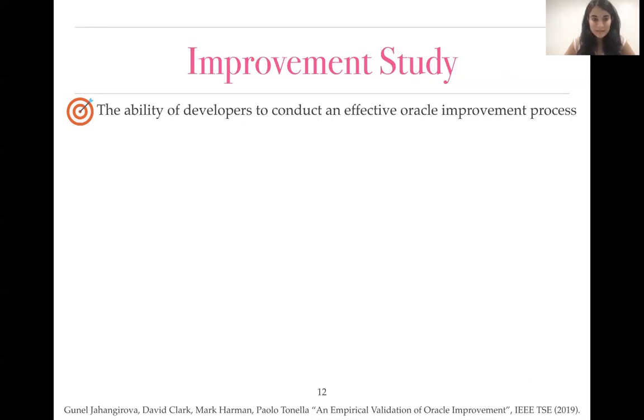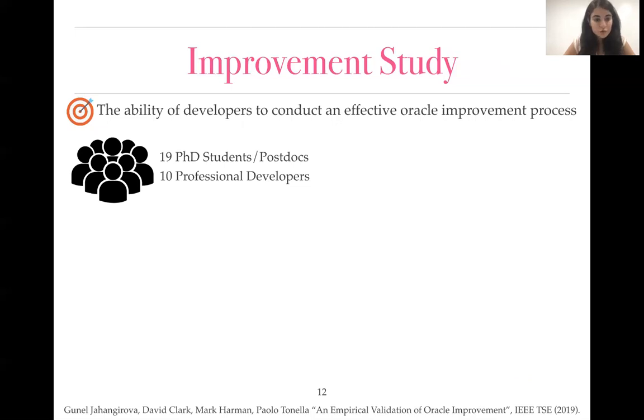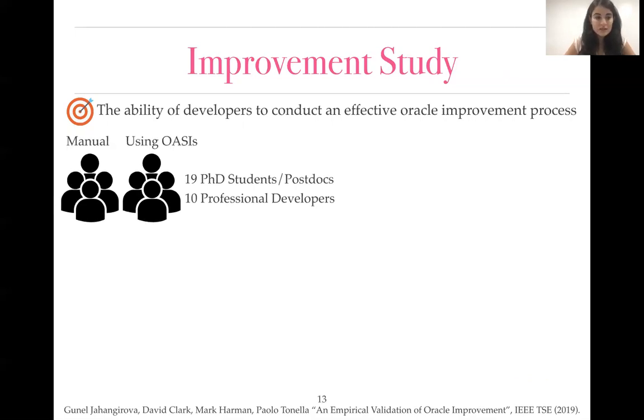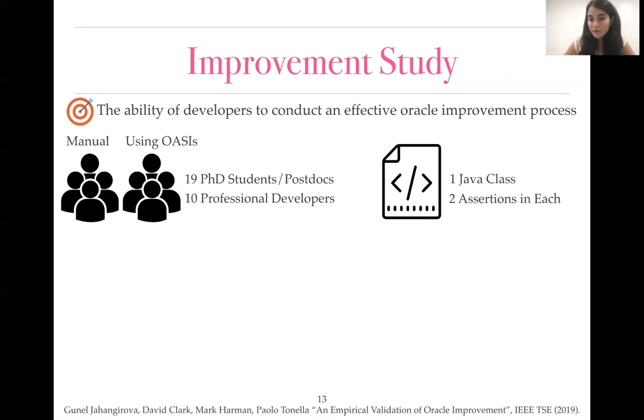To go on with this study, we recruited 19 PhD students and postdocs and 10 professional developers, again from the Upwork platform. We divided this pool of participants into two groups. One was doing the improvement using OASIS, while the other was doing the improvement manually without support of any tool. Here, the developers worked with one Java class, and that class had two assertions in it, one of which had false positives and the other had a false negative.